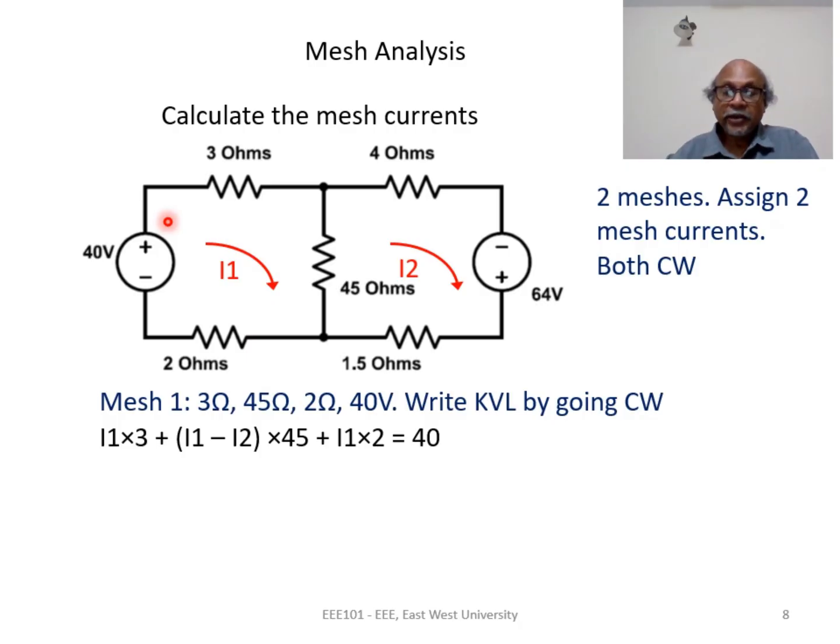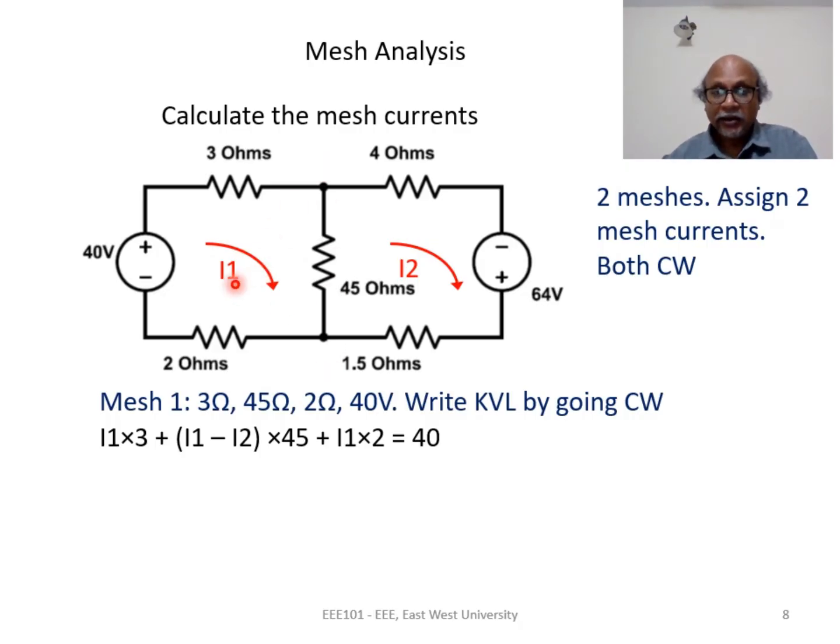Again, if we look at mesh 2, there are three resistances and one voltage source. 4 ohms and 1.5 ohms belong to only mesh 2. So these are type 1 branches. 45 ohms is common to mesh 1 and mesh 2. This is a type 2 branch. When in mesh 2, we will be moving in the upward direction through 45 ohms. So now the branch current is I2 minus I1 in the direction of our travel.